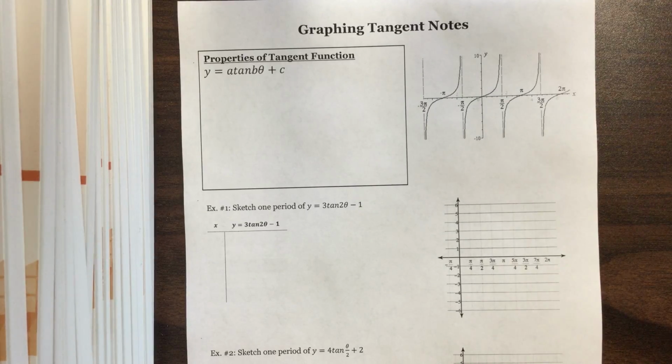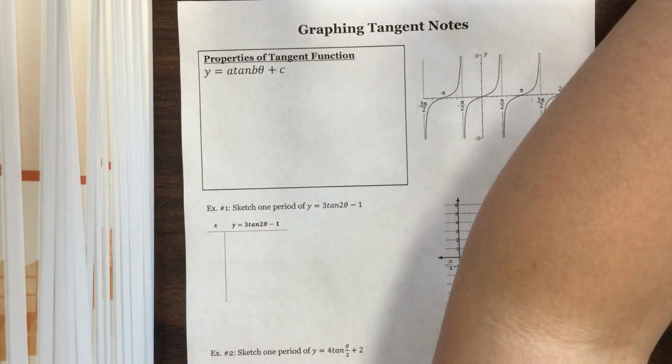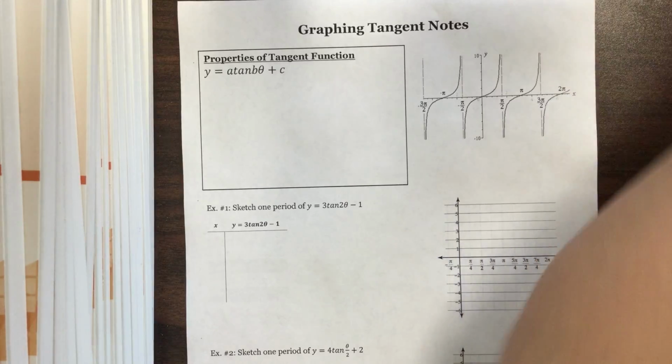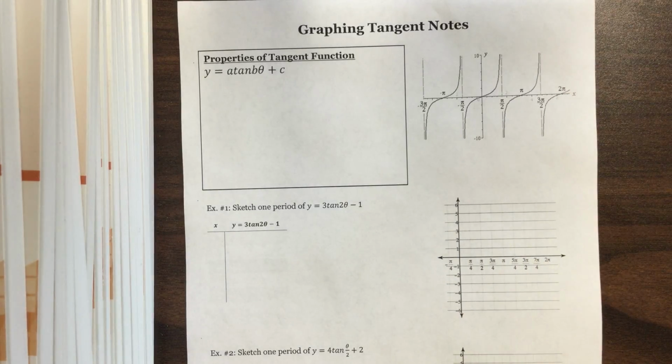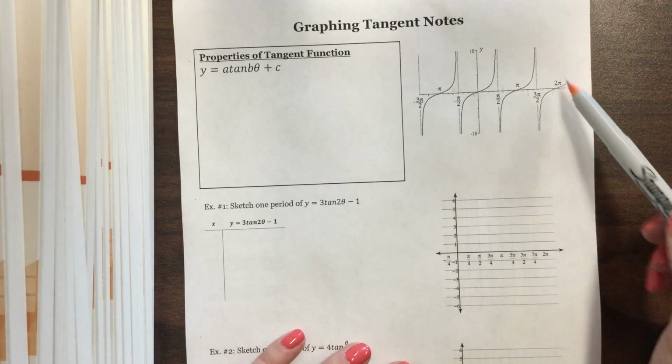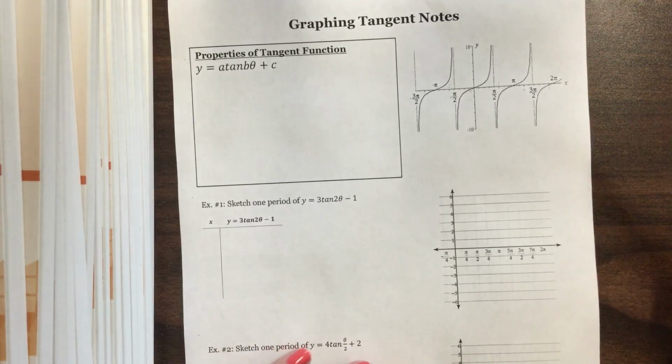Alrighty, so we're going to be graphing tangent. So we've graphed sine and cosine. Now we're graphing tangent. Tangent is very different than sine and cosine. Just by looking at this graph, we can tell that it is very different than sine and cosine.